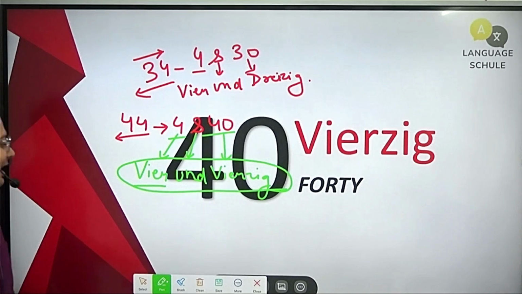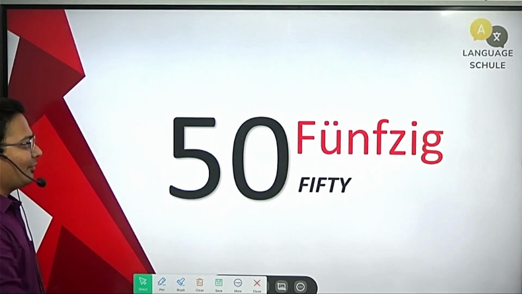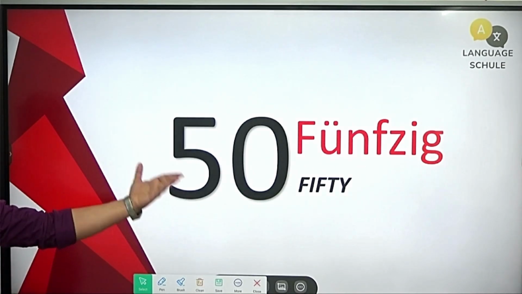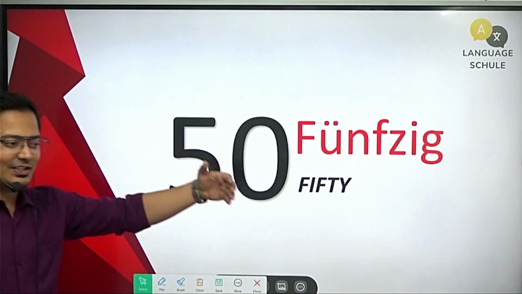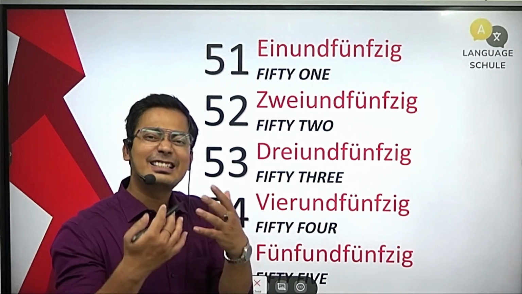Clear? Now you can also make several numbers. Move to the next one. 50. 50 is fünfzig.